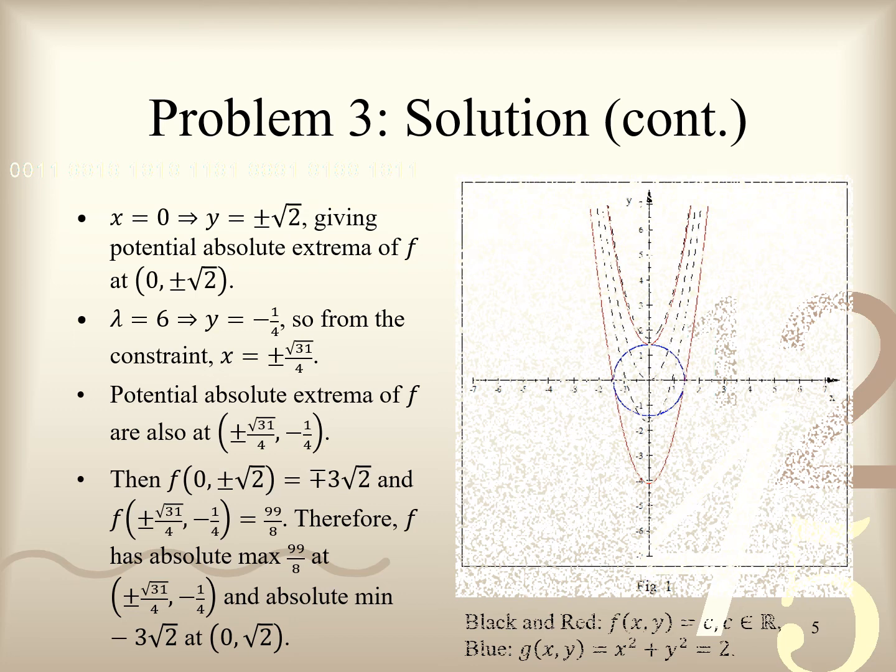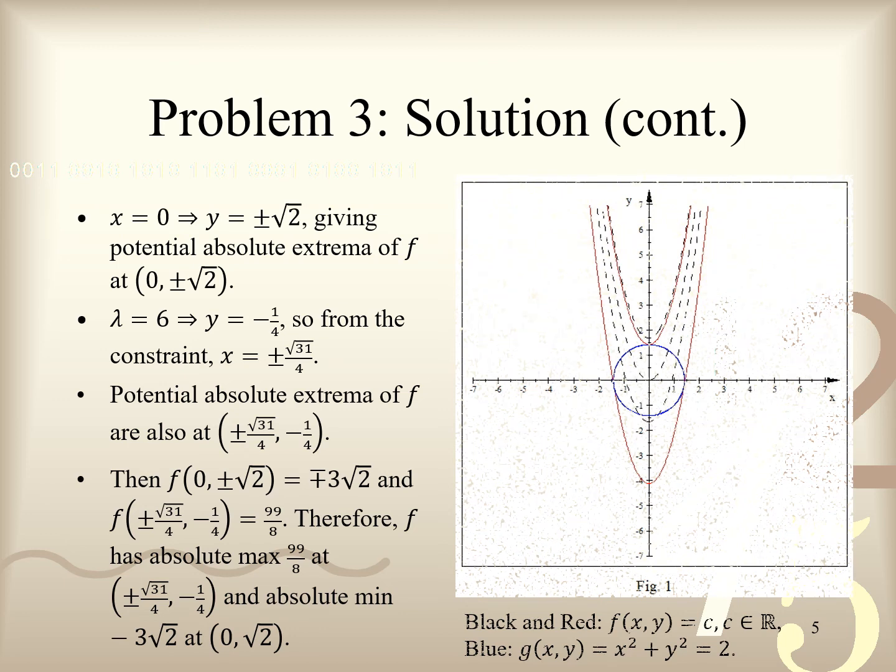The blue circle is the constraint g(x,y), while the dotted black and solid red curves are the function f(x,y) equal to various values of the real constant c. In particular, the top solid red curve corresponds to c equal to the absolute minimum of f, and it touches the graph of the constraint at the point 0, square root of 2. So the two graphs are tangent at this point, implying that their normal vectors are parallel, that is, the two normal vectors are scalar multiples of each other. In mathematical terms, this means the gradient of f is a scalar multiple of the gradient of g, and that scalar multiple is precisely the Lagrange multiplier lambda.